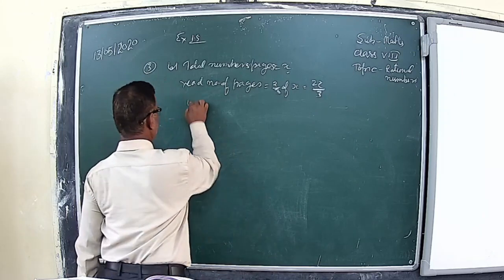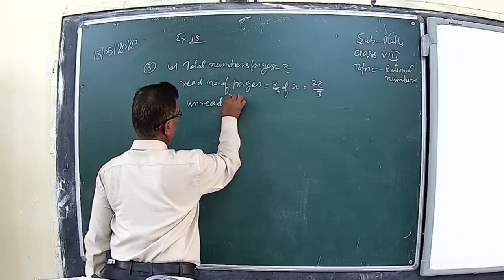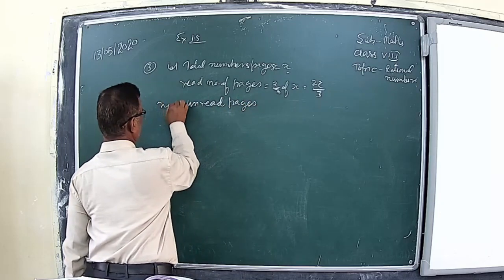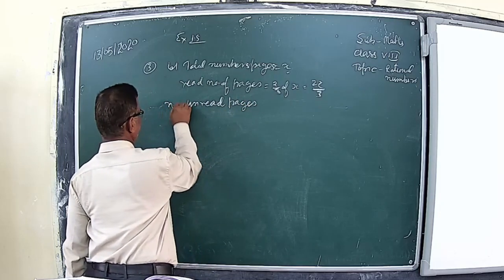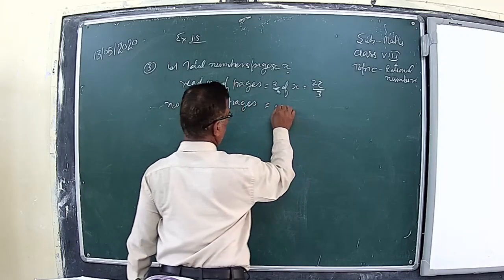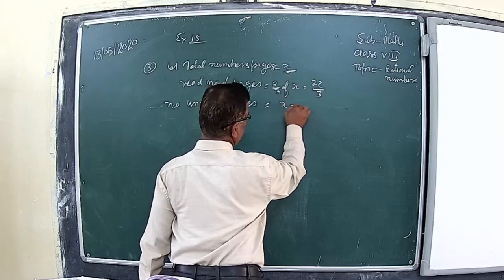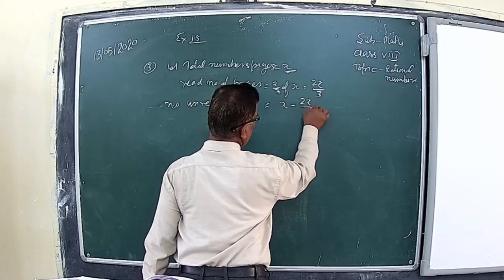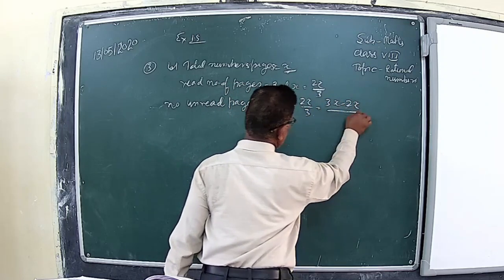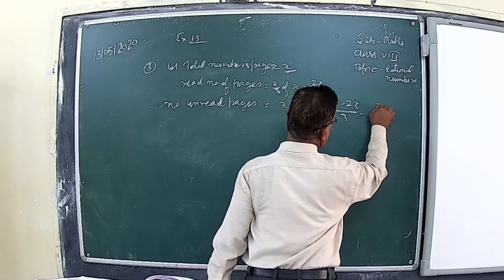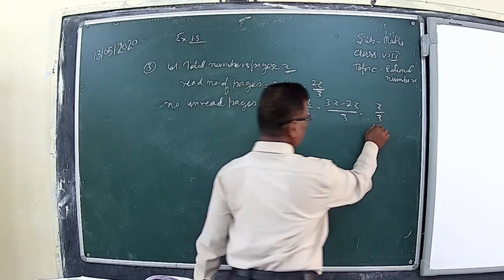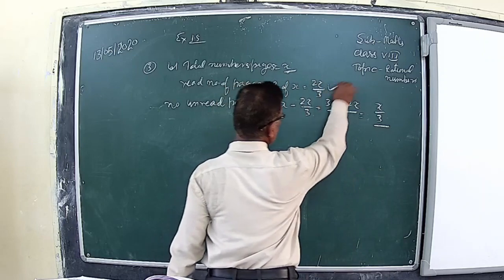Unread pages: the number of unread pages is equal to total x minus 2x by 3, that is 3x minus 2x by 3, which is equal to x by 3. And this is the unread pages, and this is the read pages.